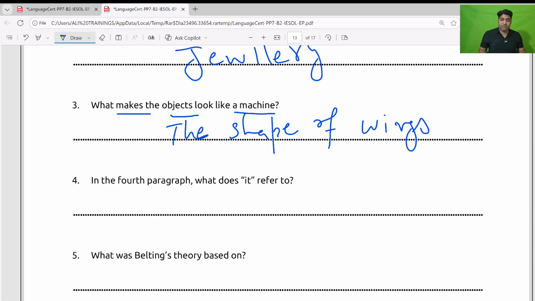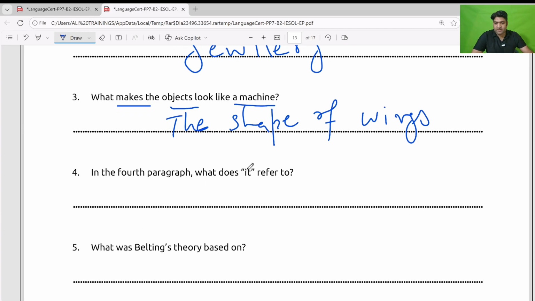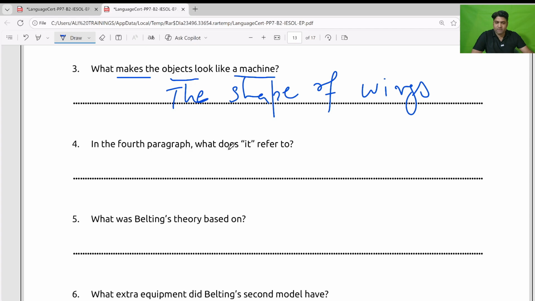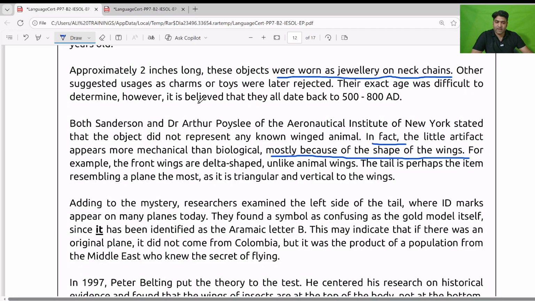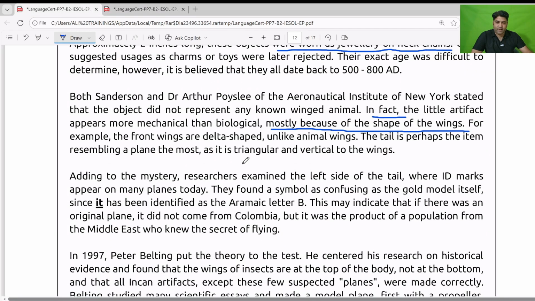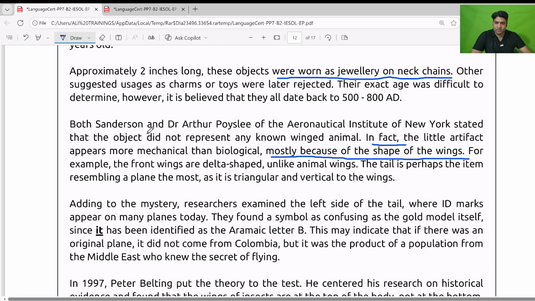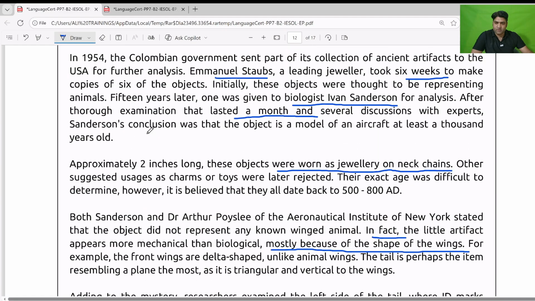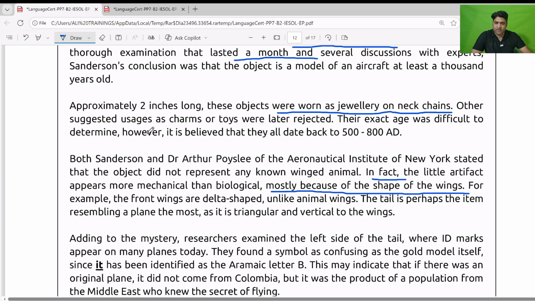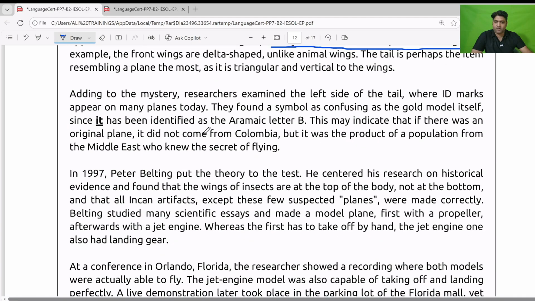Yes, shape of wings make them machine. Our next question is, in the fourth paragraph, what does it refer to? So we will need to read the fourth paragraph. I think this is the fourth paragraph. Yes, 1, 2, 3, and yes, this is the fourth.